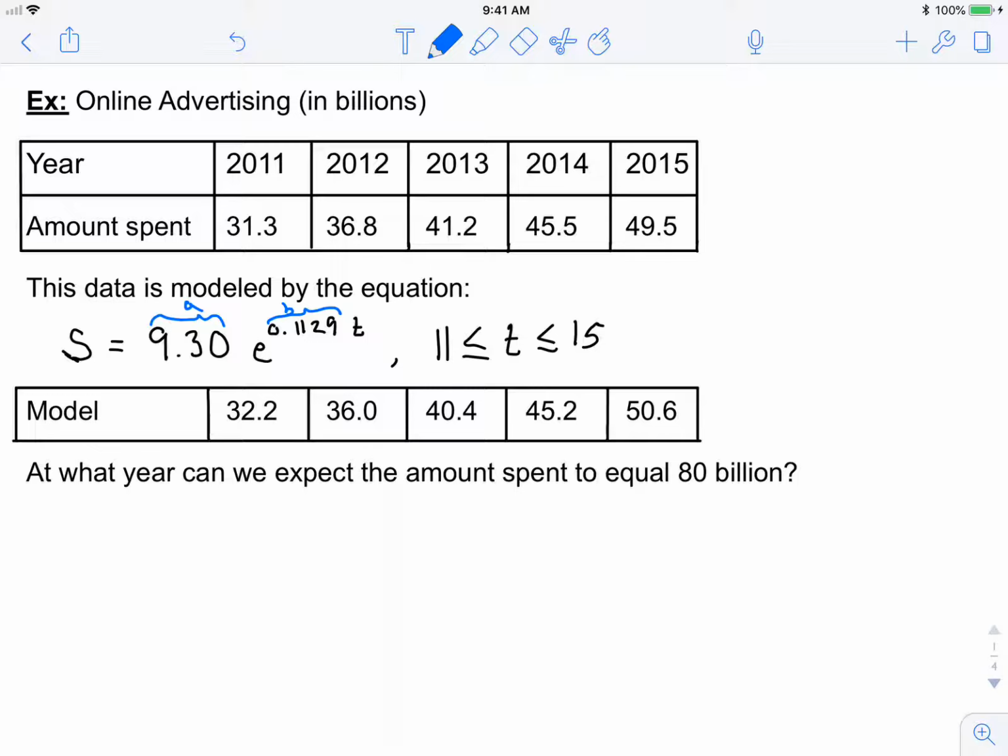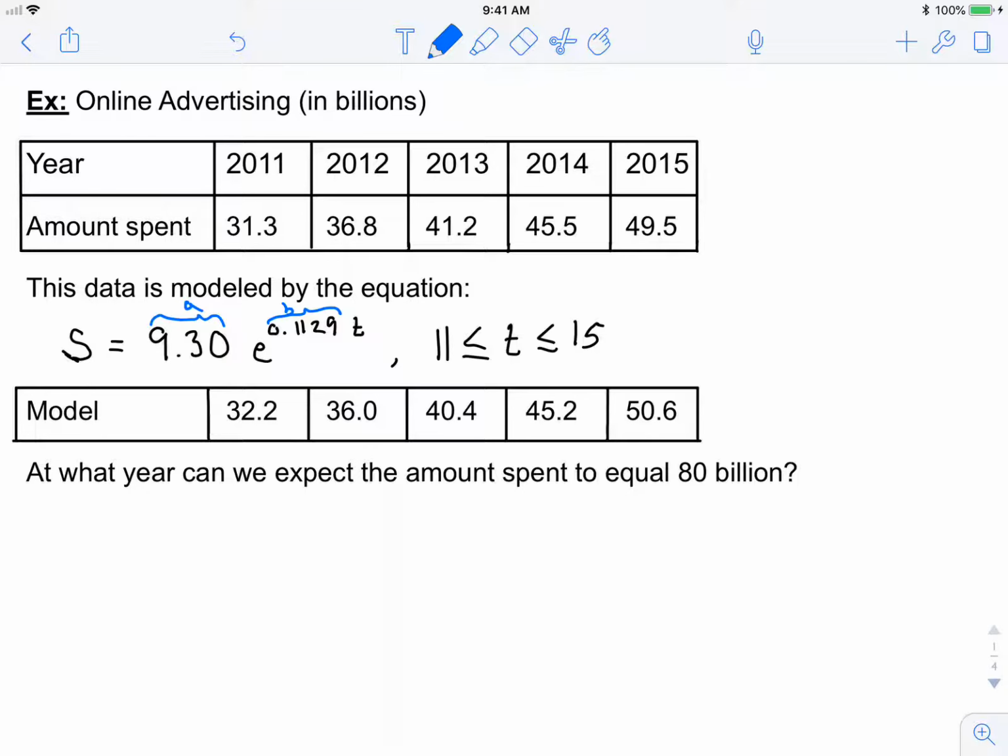Now this isn't a perfect match. If we look at the model below, we see that by plugging in 11 to our function, we get 32.2, and the real answer is 31.3. But it matches up pretty nicely, especially later on in the years. We see in 2014 the actual amount spent was 45.5, whereas the model gives us 45.2, which is rather close. And similarly, we have 49.5 for 2015, whereas the model gives 50.6, so it's just about one away. So with this model, we can plug in values that are larger than 15 in order to see how much money we want to spend in the future.